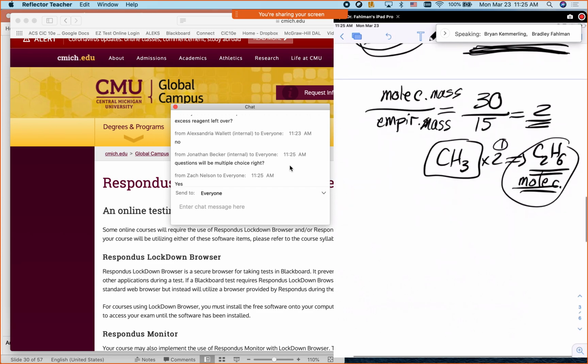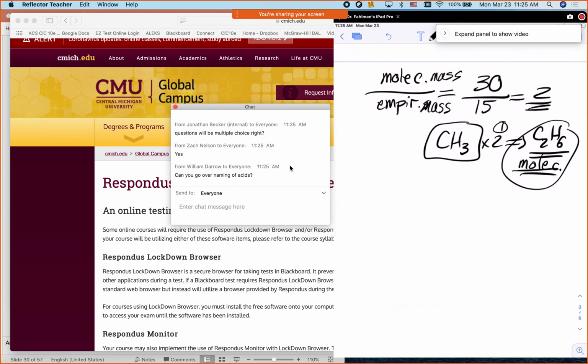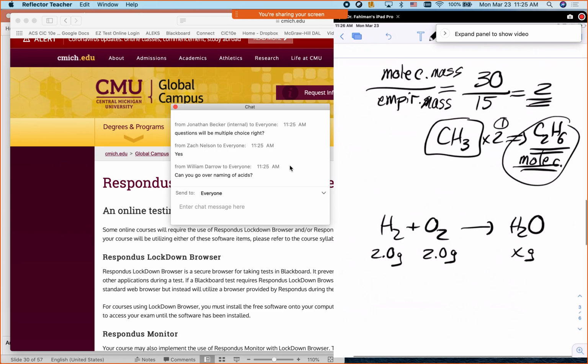Yeah, let's do one with excess reagent left over. Do a simple reaction, and let's say 2 grams of each. Okay, so let's say for this question, you have 2 grams that are reacting, and you want to know how much water is being produced. And what is the limiting reagent? How much of the excess is left over?